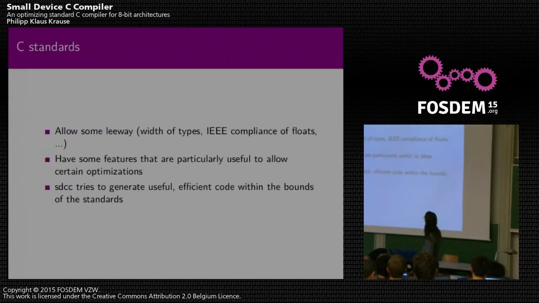Okay, let's go on to the standard compliance. Well, the C standards are not as strict as some other language standards. They allow the implementation some freedom, and we can use that to get efficient code for those small targets. For example, the width of integer and pointer types, and so on. There's some freedom in there. Floats don't have to be IEEE compliant. They have some features that are particularly useful for optimizations. I'll go on about that a little bit in the following standard slides, things that we can use. So SDCC tries to generate useful code, efficient code, and to be standard compliant. Sometimes those three goals conflict a bit, but I think we always found a reasonable compromise between them.